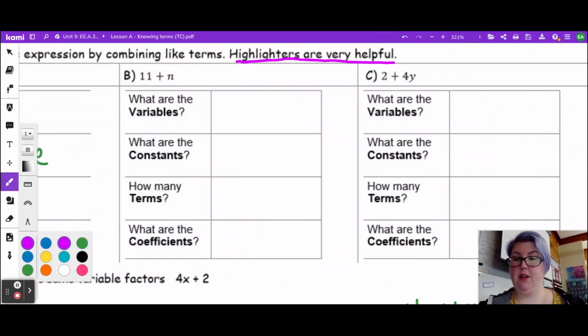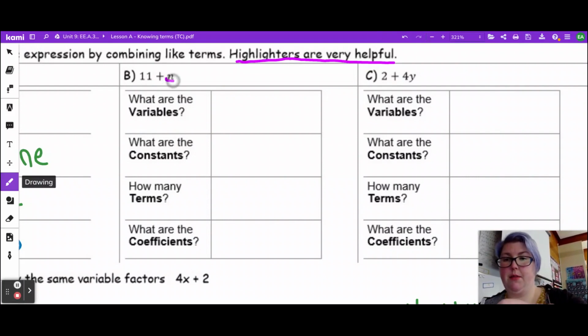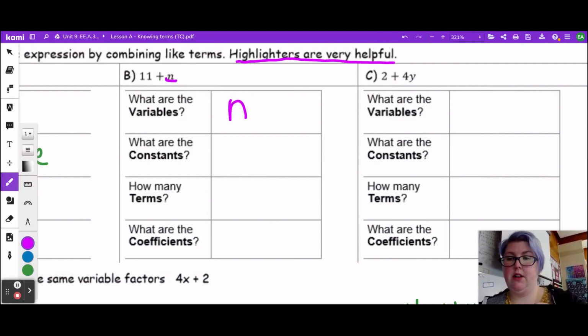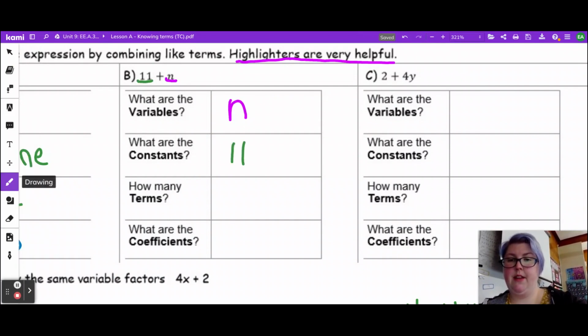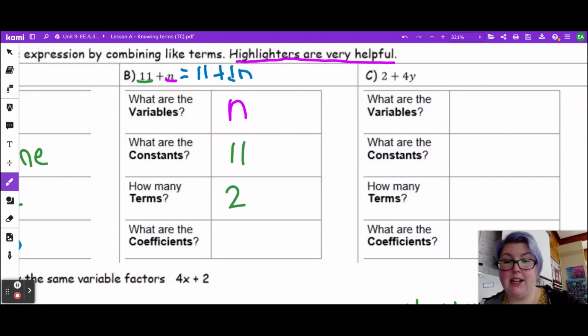All right, so what's our variable? Our variable is n. There are no others. Our constant is 11. There are 2 terms, and you're going to say, but Miss Armgart, n, there's no coefficient with it. Remember, n is the same as 11 plus 1n. So technically, 1 is our coefficient. Mathematicians are lazy. If we don't have to write it, we won't. We understand that n is the same as 1n.